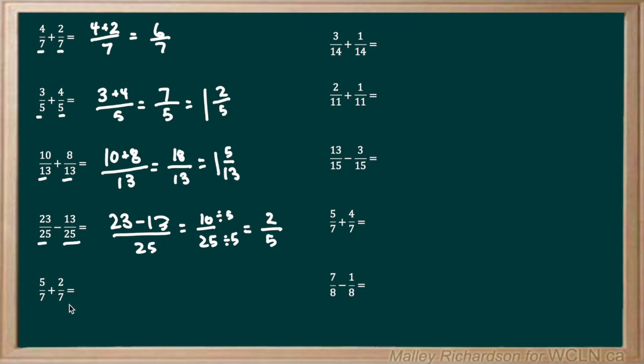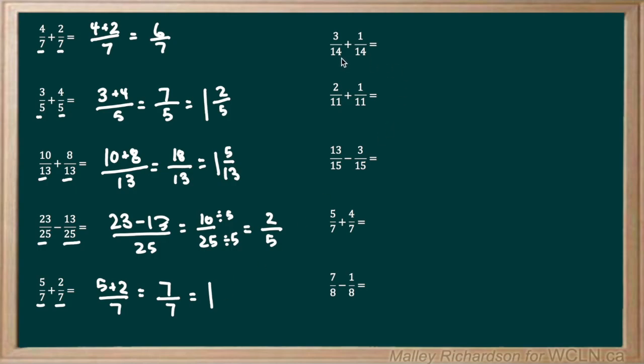Now we have 5 over 7 plus 2 over 7. They have the same denominator, so we just have to add the numerators together. 5 plus 2 gives us 7, so we have 7 over 7. 7 over 7 can be reduced down to the whole number of 1 as our final answer.